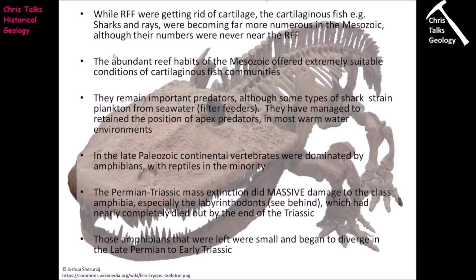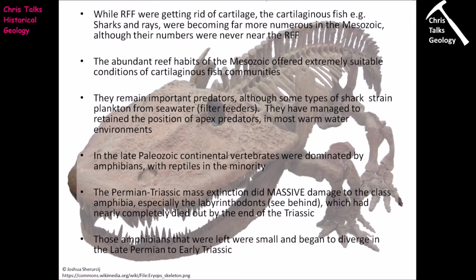So while the Rayfinned fish were getting rid of the cartilage, the cartilaginous fish, so that's the sharks and the rays, were becoming far more numerous in the Mesozoic, although their numbers never make it anywhere near those of the Rayfinned fish. Now, the reason they are doing so well in the Mesozoic is because you have all these abundant reef habitats in these warm, shallow seas, which are absolutely stuffed with life, and so that means there's a ready food source for our cartilaginous fish, so they can thrive. They can have quite a large population size. So they remain important predators even now.